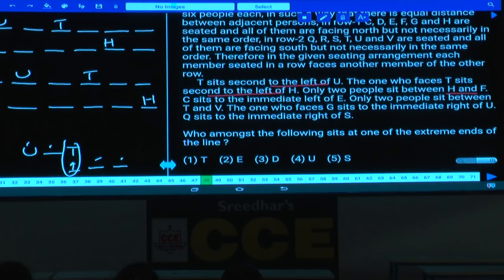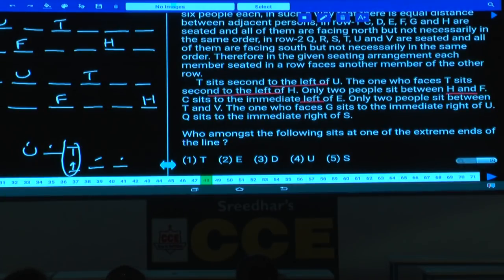Only 2 persons between H and F. Now in the first case, F will be here. And in the second case, F will be here. 2 persons in between H and F. C sits to the immediate left of E. As C is seated to the immediate left of E, this is the only possibility. Now in this case C and E can be like this, or C and E can be like this. C sits to the immediate left of E.